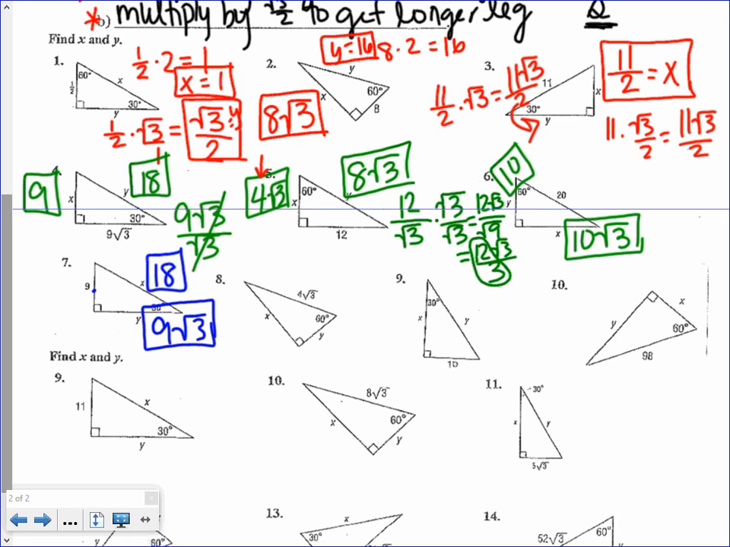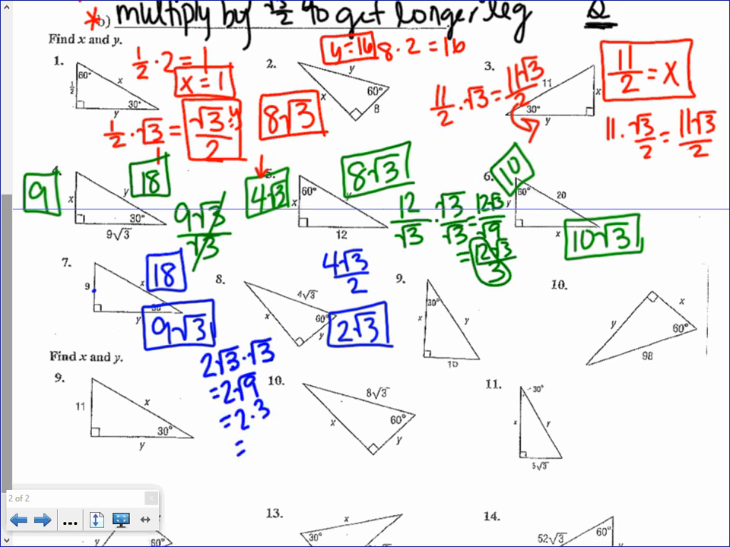Now looking at number 8, they gave us the hypotenuse, so we divide it by 2 to get our shorter leg. So 4 square roots of 3 divided by 2 is 2 square roots of 3. Then your longer leg is that number times the square root of 3. So we have 2 square roots of 3 times the square root of 3. Square root of 3 times square root of 3 is square root of 9, which is just 3. So I get 6.